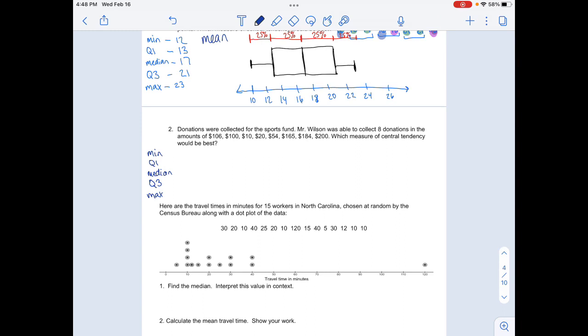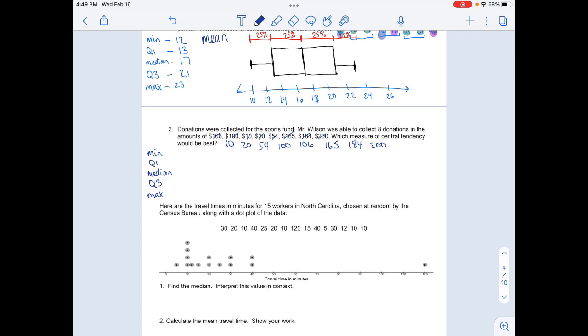So, first things first, order these. I have 10, 20, 54, 100, 106, 165, 184, and 200.